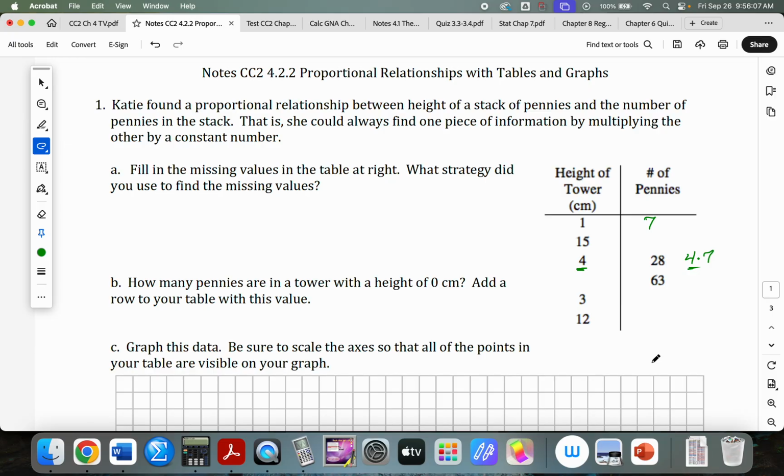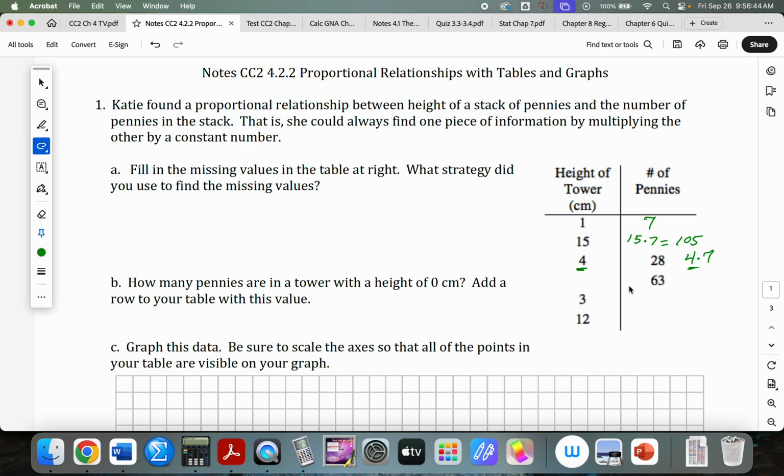Well, 6 times 4 is only 24. I just counted wrong. Okay. So now, if the height is 15, we can just do 15 times 7, which is 70 plus 35 is 105.